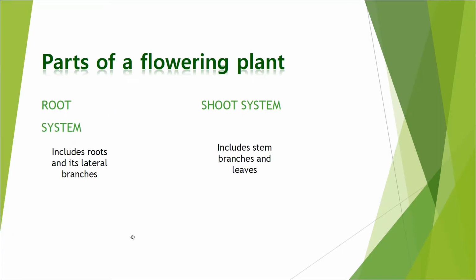Now, parts of a flowering plant. It is classified into the root system and the shoot system. What is the root system? It includes the roots and their lateral branches which lie under the ground. What is the shoot system? It includes the stem, branches and the leaves which are above the ground. Flowering plants are called angiosperms or magnoliophytes. They are the sporophytic generation of plants, consisting of an axis with an underground root system and an aerial shoot system.